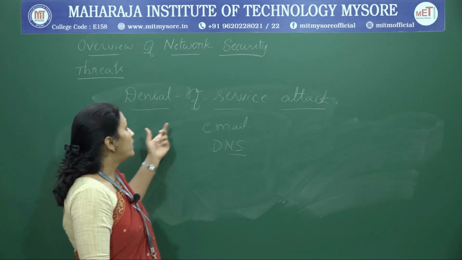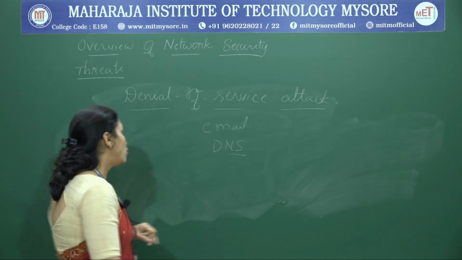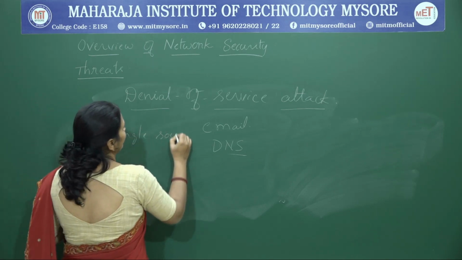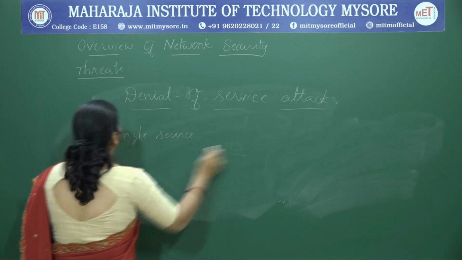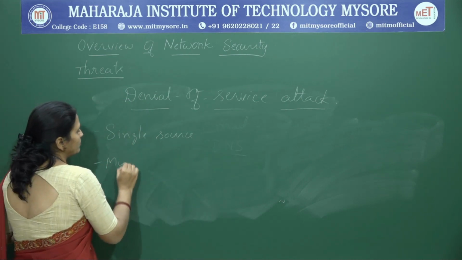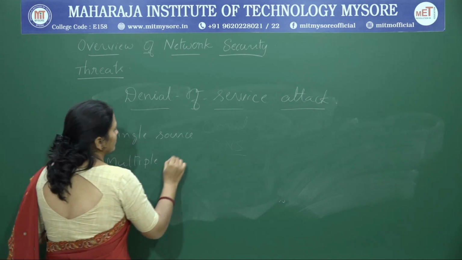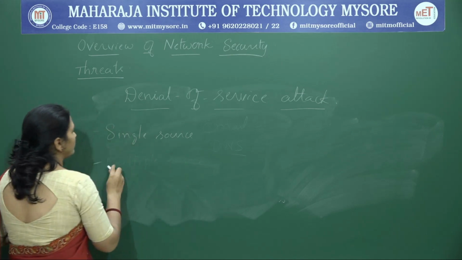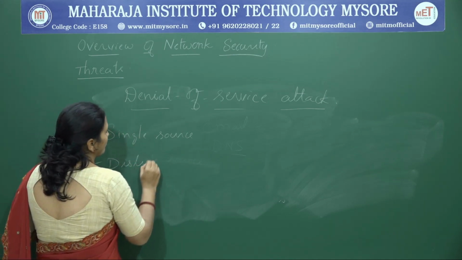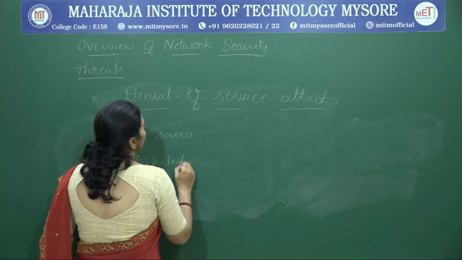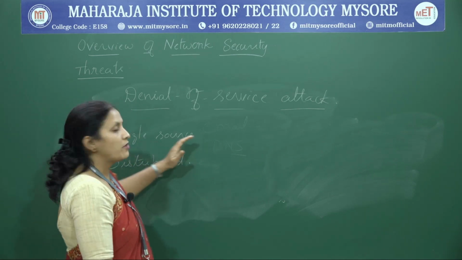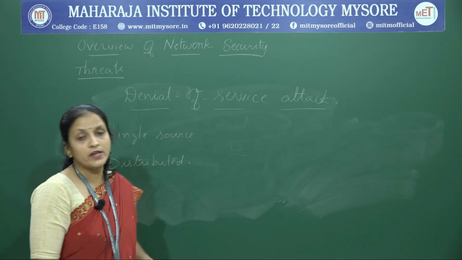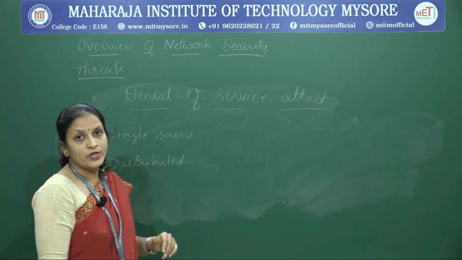So, denial of service attack can be done in 2 ways. One is single source and another is multiple source, or distributed. So, denial of service attack can be implemented in 2 ways. One is with the help of single source and another one is with the help of distributed mechanism.